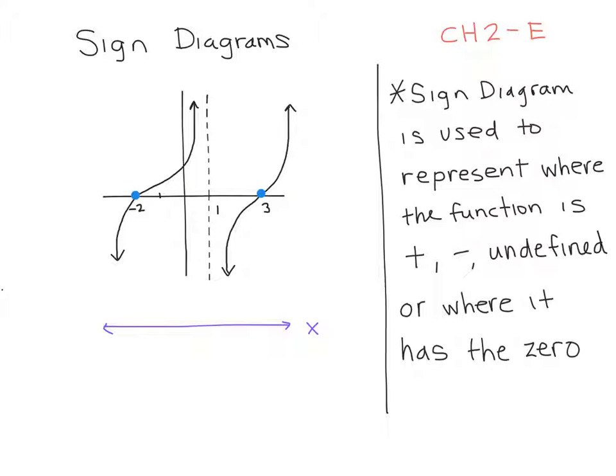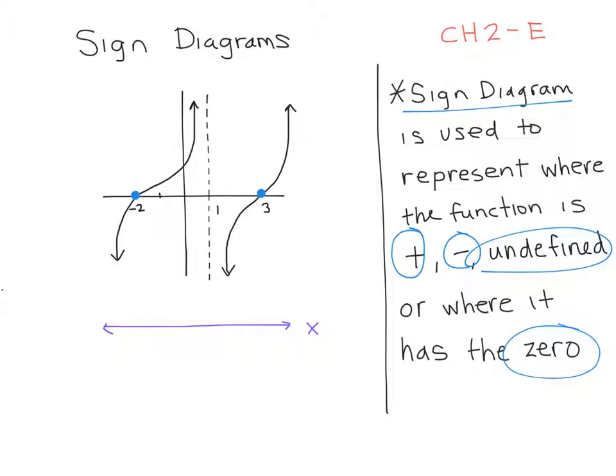In this video, we will talk about sign diagrams. Sometimes we don't want to draw a time-consuming graph of a function, but we want to know where the function is positive, negative, 0, or undefined. A sign diagram is basically used to represent where the function is positive, negative, undefined, or 0, as we talked about. So how do we do it?